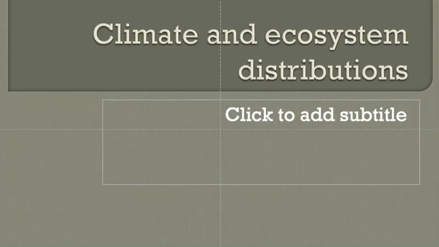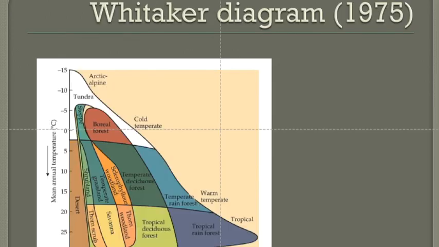What we're going to talk about today is different types of climate and the distribution of different types of ecosystems, and different types of plants, I should say. We've already talked about climate, so we'll talk about what the names are for those different ecosystem types, and that'll really be a background for what we're going to talk about for the rest of the semester. So I just wanted to bring up this Whittaker diagram.